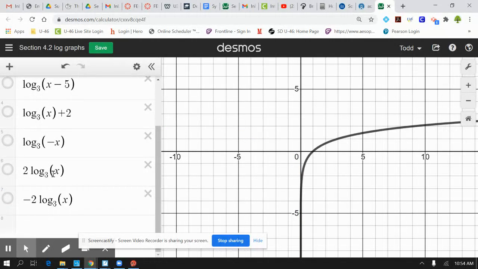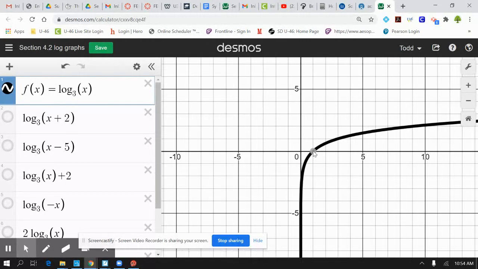2 times the logarithm will multiply every y value by 2. So it'll just stretch this. This right here, 1, 0. If I multiply the y value by 2, it'll still be 1, 0. This ordered pair looks like 3, 1. So if I multiply this y value by 2, it'll become 3, 2.